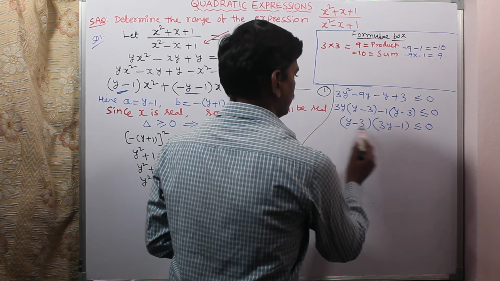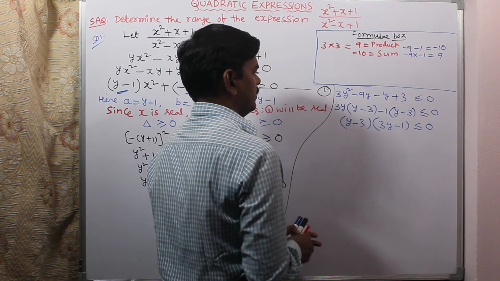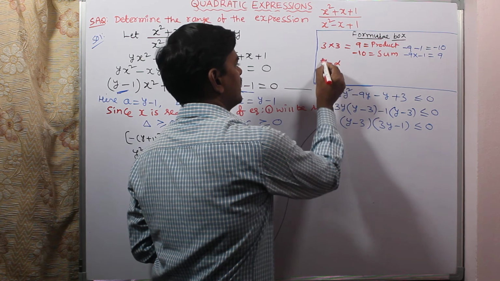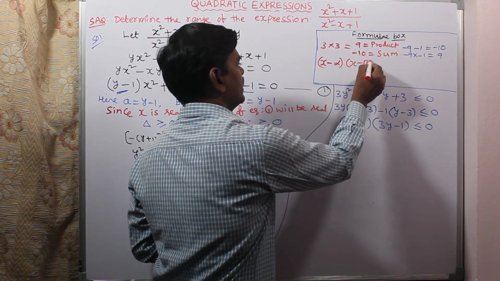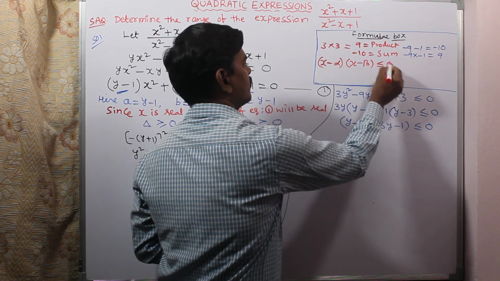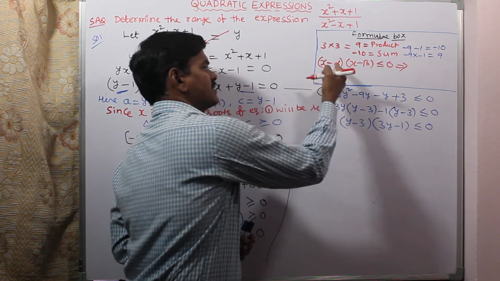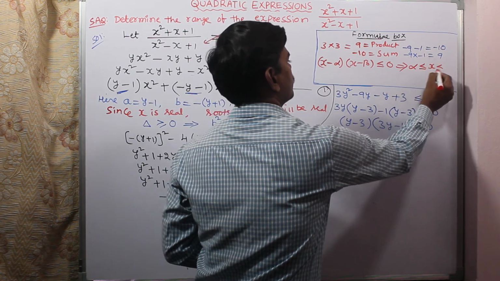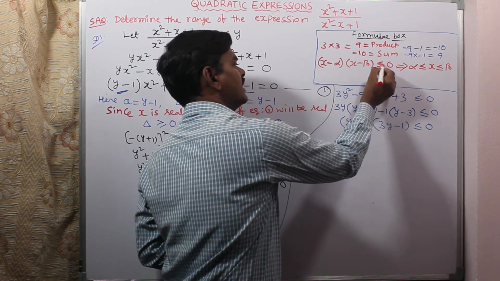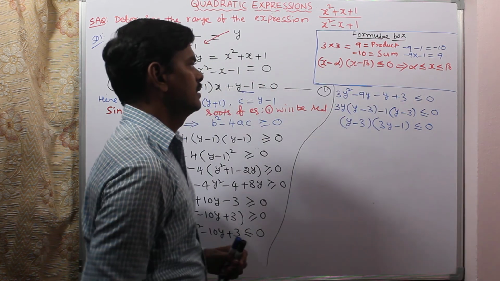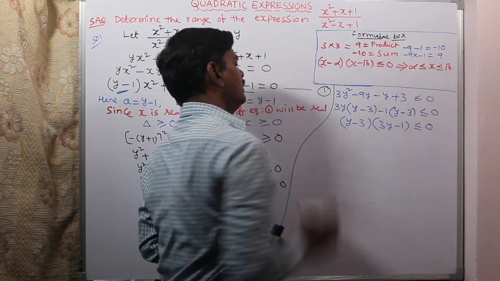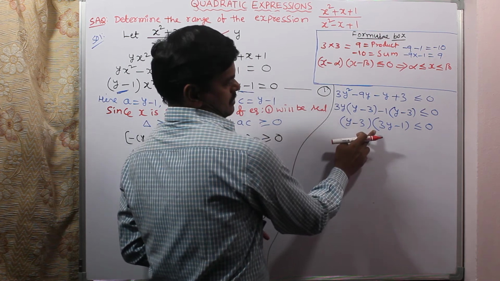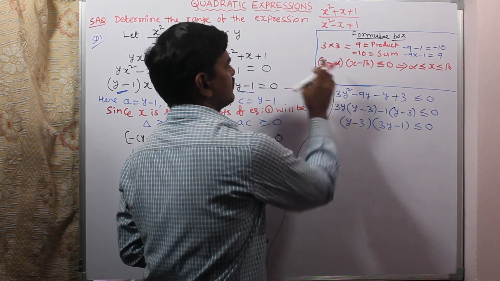Now when I see this inequality, I would like to recall one formula in inequalities: x minus alpha into x minus beta less than or equals to 0. We should remember this formula. It gives alpha less than or equals to x less than or equals to beta. Less than or equals to 0 means the x value lies in between alpha and beta. So to make use of this formula, we should convert this into this form.